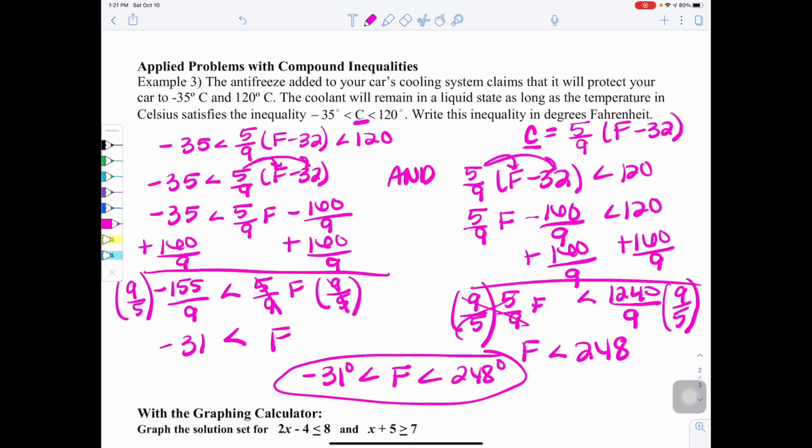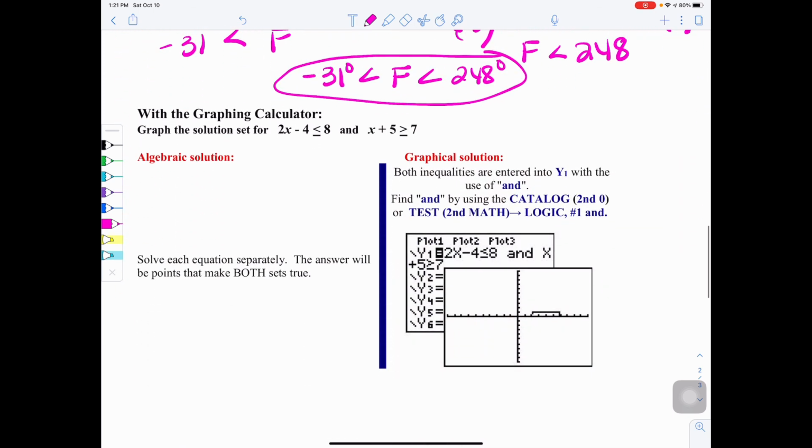Now, lastly, underneath, this is for reference, and you can do this now on your own time with a graphing calculator. You can test out how this can show you the way to do it on a graphing calculator. Okay, so we already know how to do it algebraically. You would solve each equation separately, and the answer will be points that make both sets true. Graphically, if you follow the directions that are there, it will make the number line for you, just ignoring the y-axis and using only the x-axis.